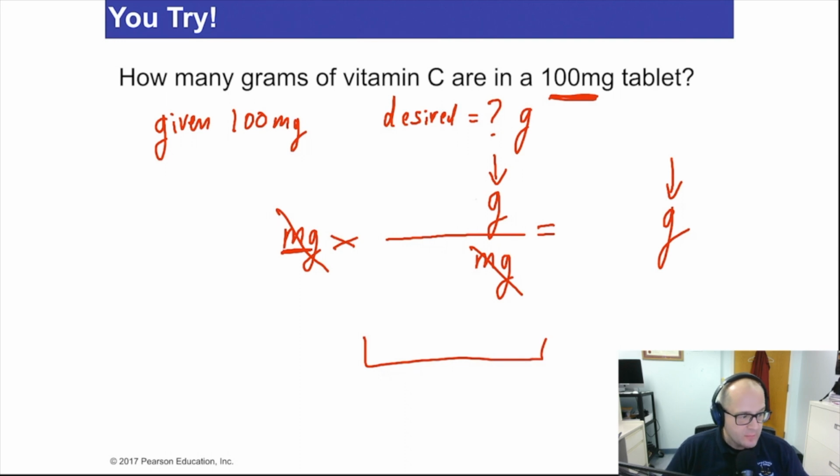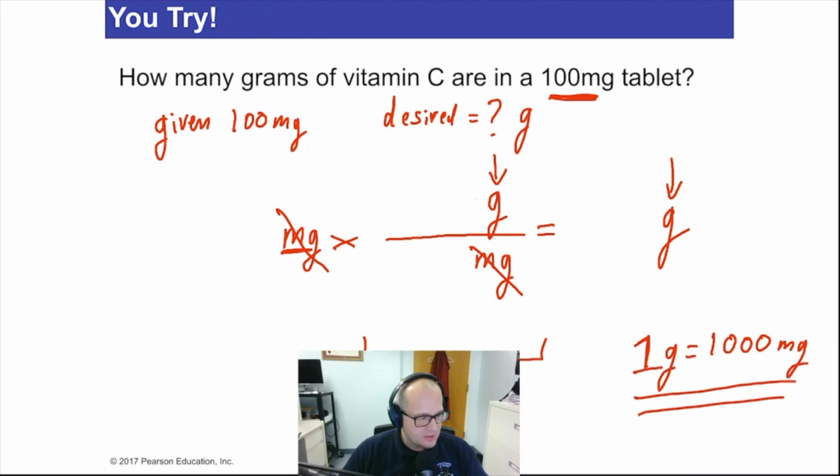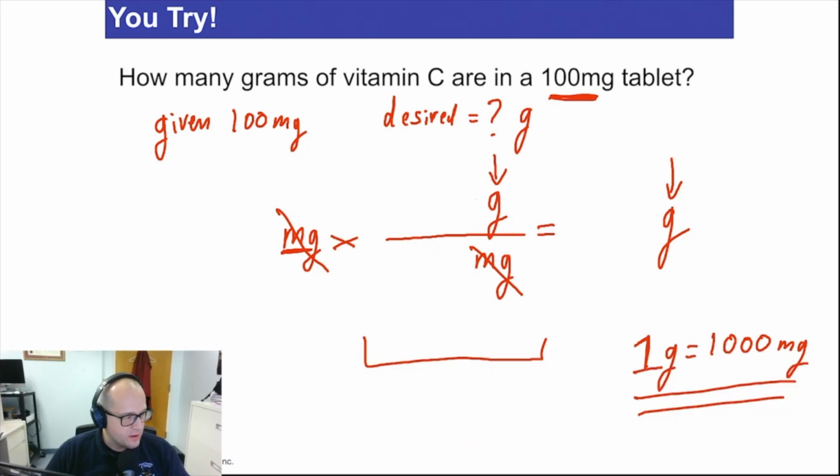We have to know it. Now it's a metric conversion, so I know, and hopefully you will know too. You better know because you're going to need it for the exam. 1 gram equals 1,000 milligrams. That's the equality. That's how many grams are in a milligram. My face is in the way again, guys. Sorry about that. Let me just scoot over here.